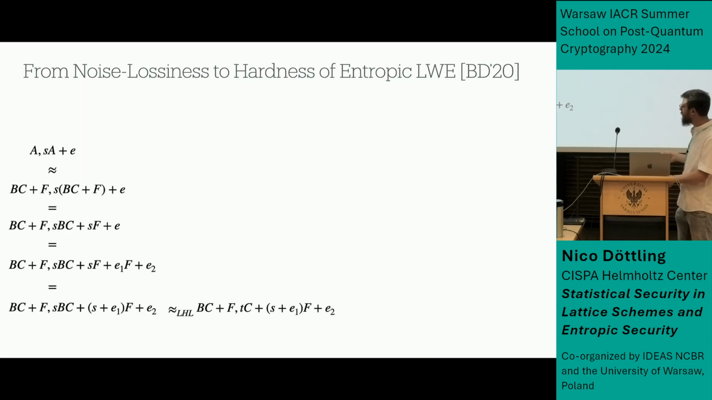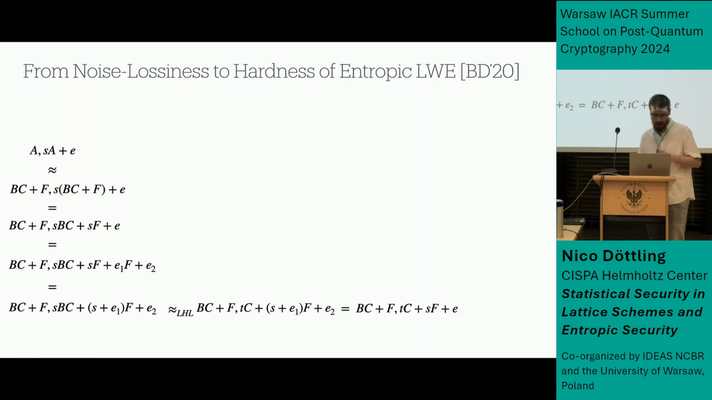I can now use the leftover hash lemma again to argue that SB is statistically close to uniform even given this S plus E1. Good. I do this via the LHL.